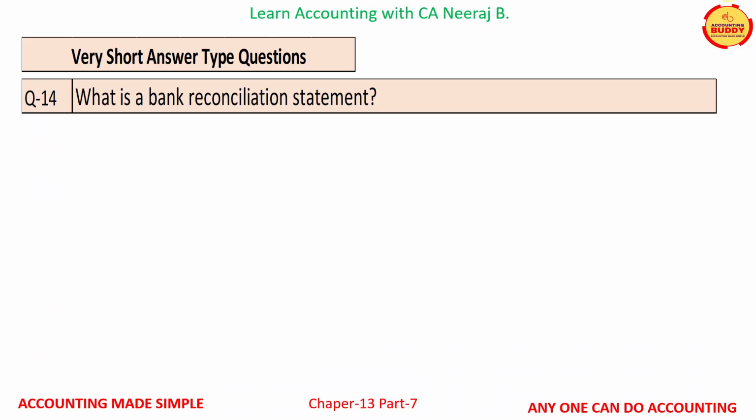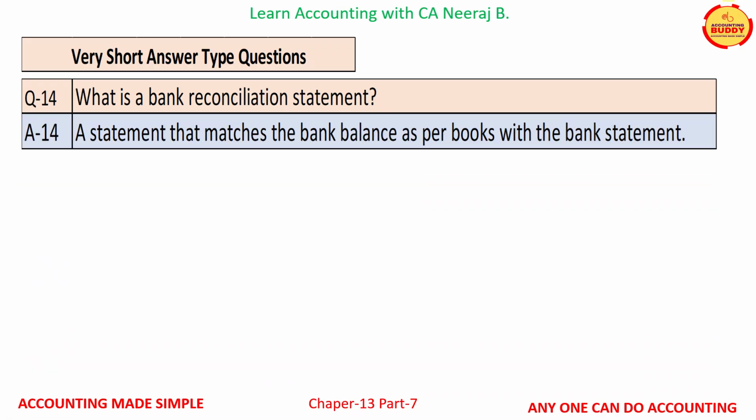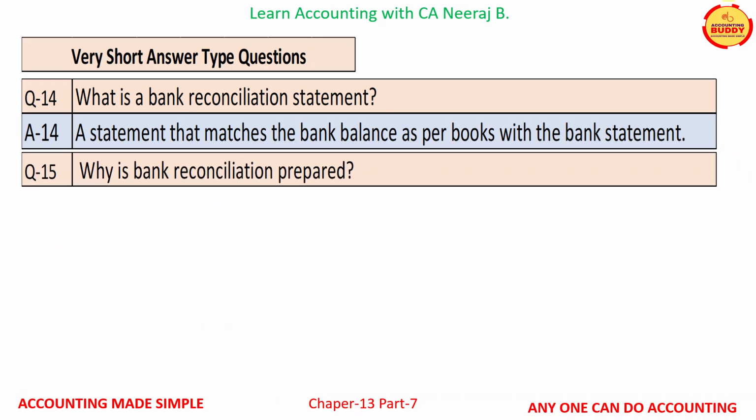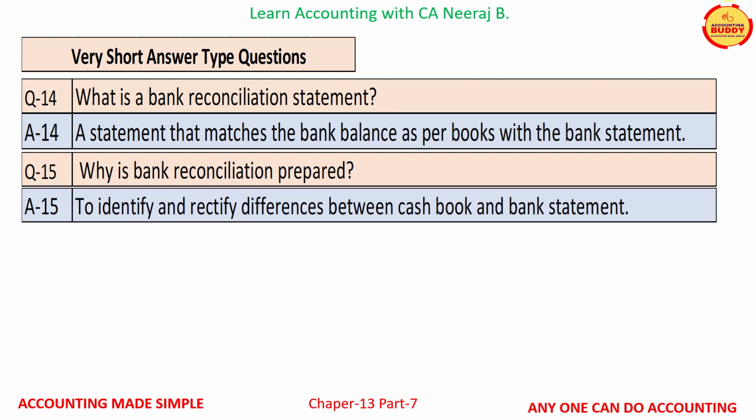Question number 14 is what is a bank reconciliation statement? The answer is a statement that matches the bank balance as per books with the bank statement. Question number 15 is why is bank reconciliation prepared? The answer is to identify and rectify differences between the cash book and the bank statement.